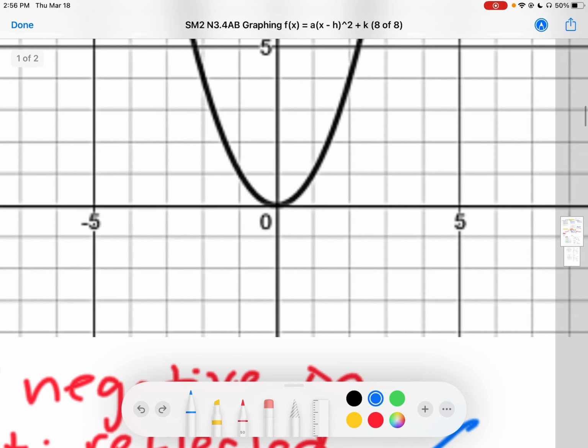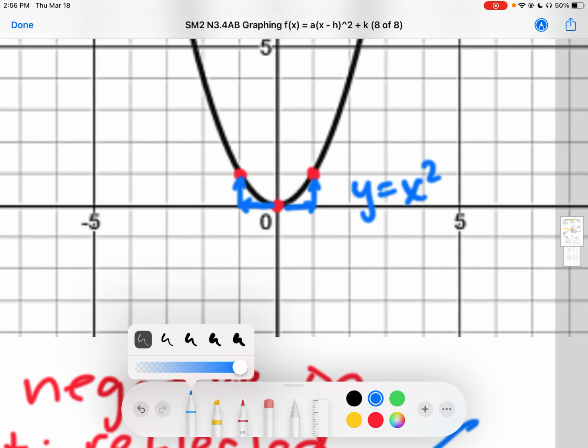When we graph the parent function, we graph our vertex right here, and then we have some points right here. To get those points, we moved over 1, up 1, over 1, up 1. That's kind of like the shape of our parent function. So that's y equals x squared. We move over 1, up 1.